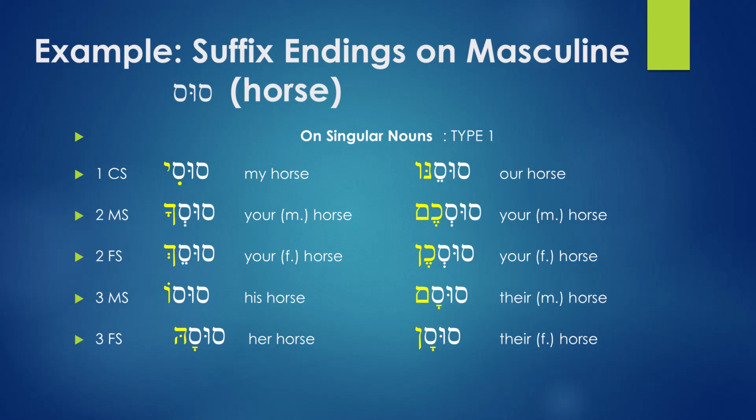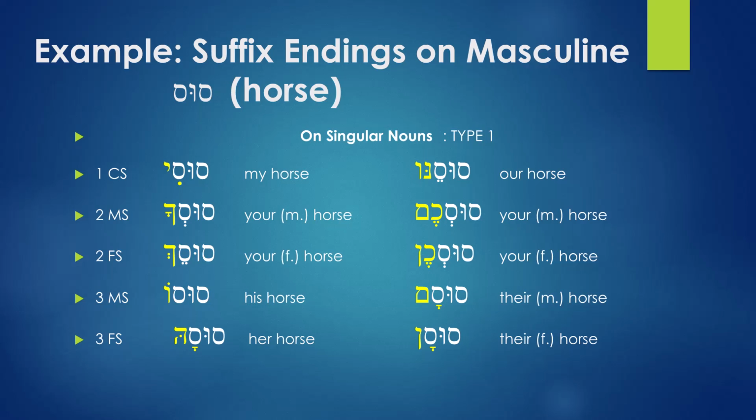Second person masculine, we have suscha, and that means your horse. If the owner is female, we're going to say susech, meaning your horse. Notice the translation is the same in English. English does not care about the gender, Hebrew cares about the gender. So your horse, suscha, and you have susech.